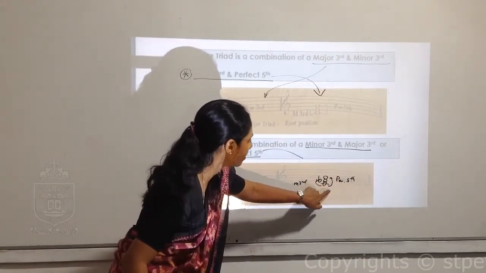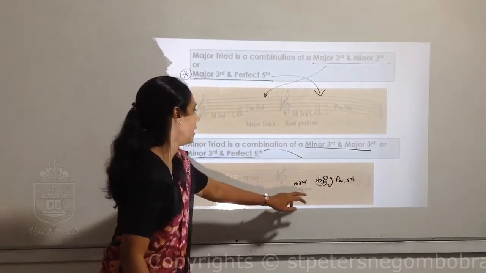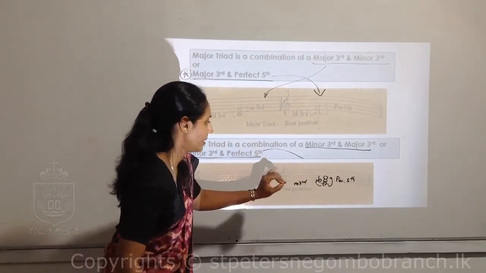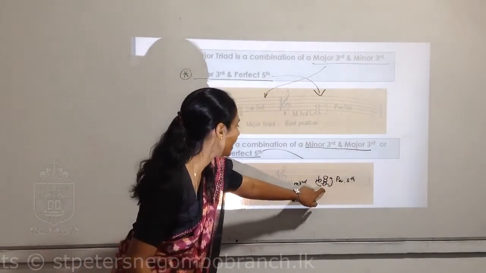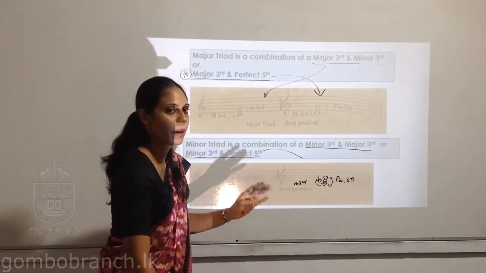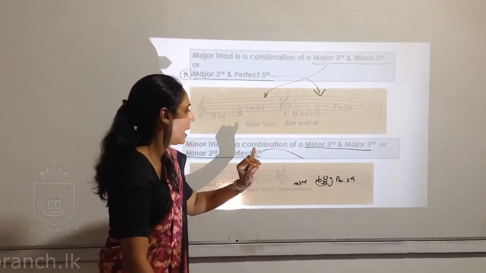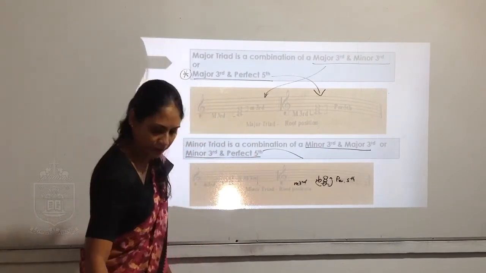And from C to the third note, there should be perfect fifth. C, D, E, F, G. The note is correct, G. And we'll check the semitones also. C to G. Perfect fifth has 7 semitones. C to C sharp, D, D sharp, E, F, F sharp, G. Correct. There are 7 semitones.